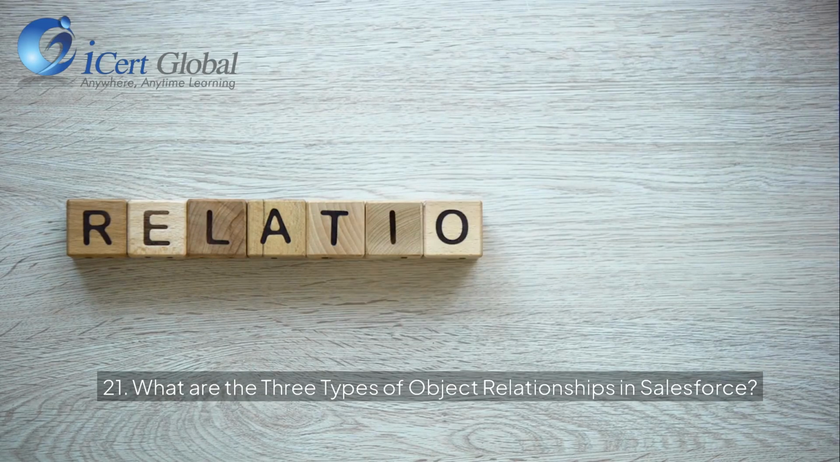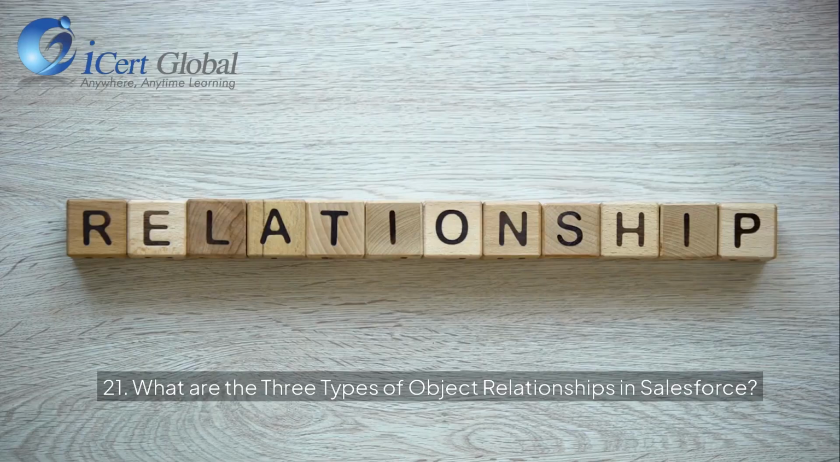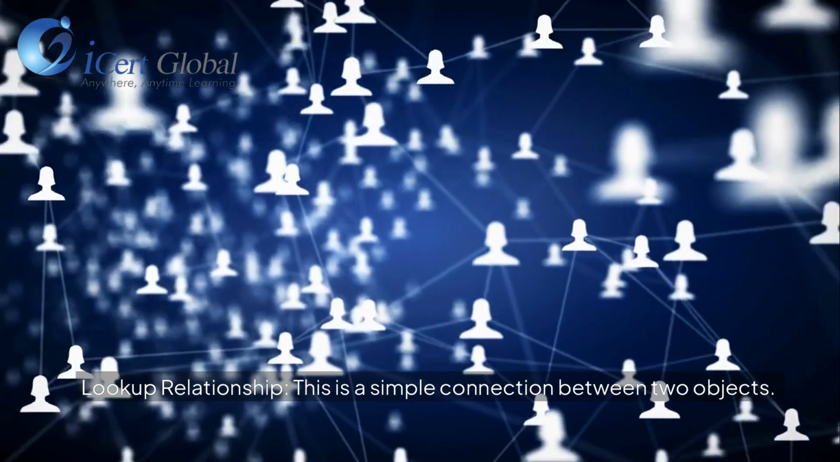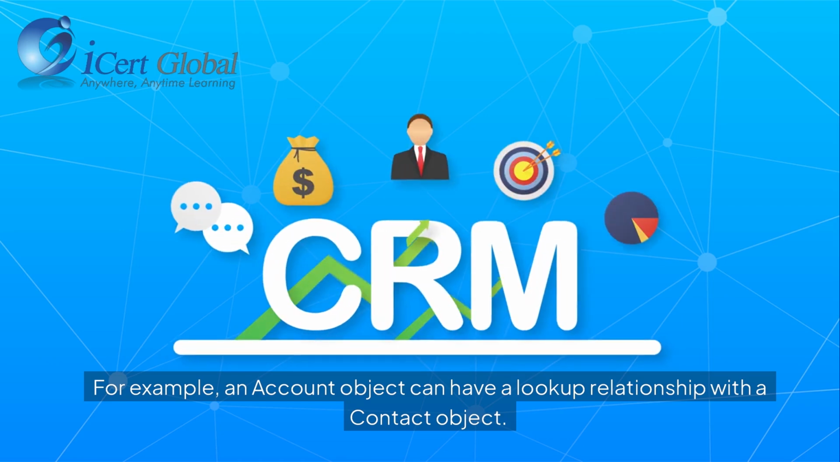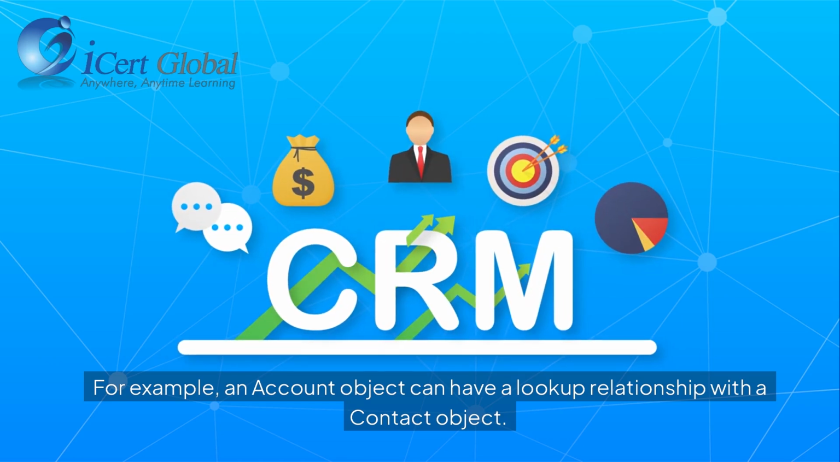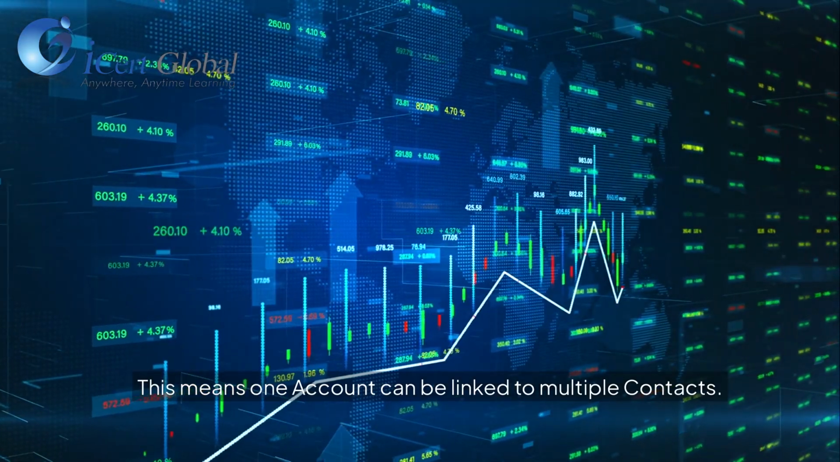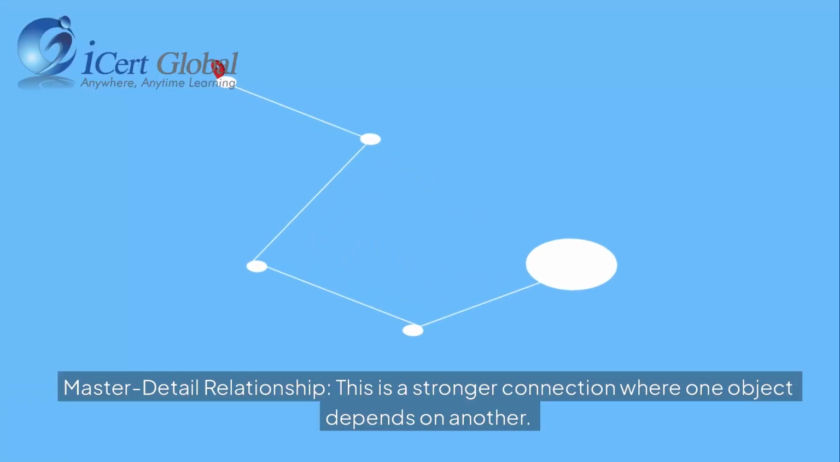21. What are the 3 types of object relationships in Salesforce? Lookup relationship. This is a simple connection between 2 objects. For example, an account object can have a lookup relationship with a contact object. This means one account can be linked to multiple contacts.